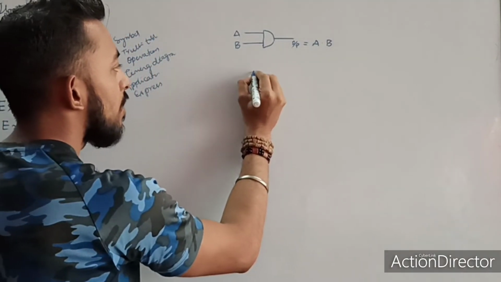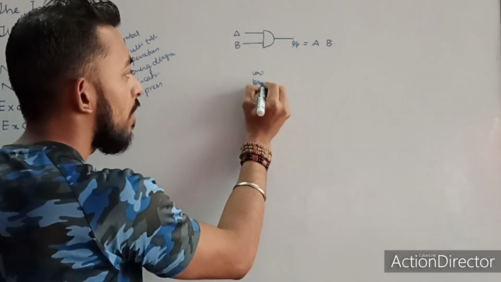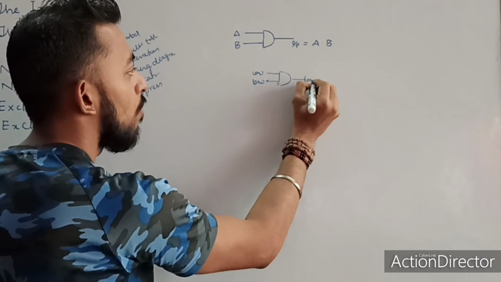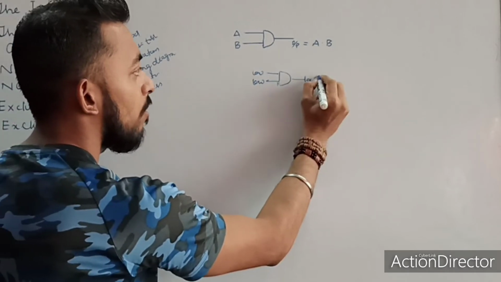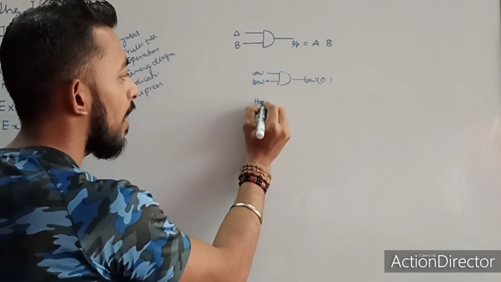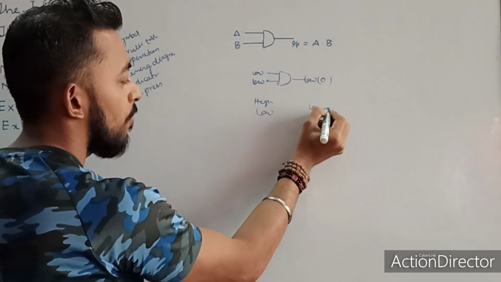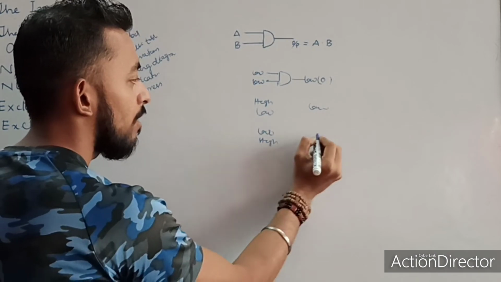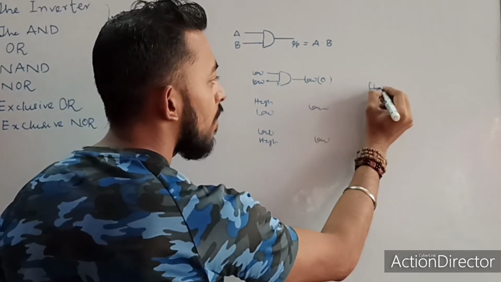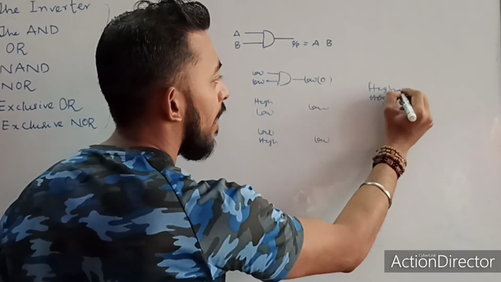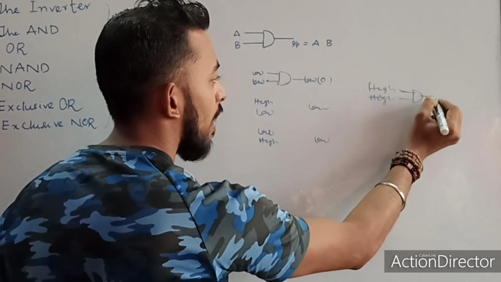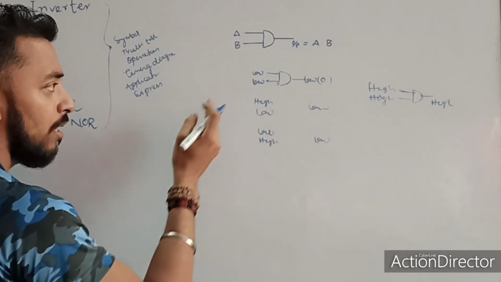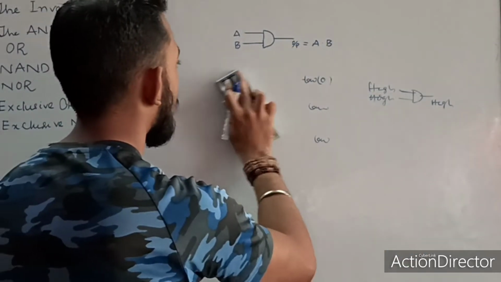Operation means if I am giving low at one input and low at the other input, then what will be my output of the AND gate? It will give me a value low, which is nothing but 0. From the truth table I am doing all this. If I give a high and a low, then I will get an output low. If I give a low input to A and a high input to B, then again I will get a low. And only when I give both inputs as high will I get my output as high. This is how the AND function operates.